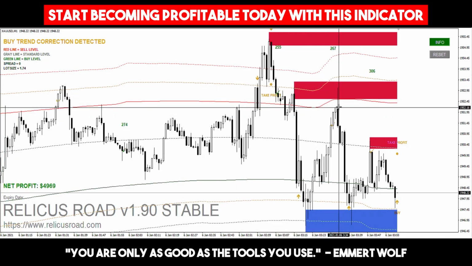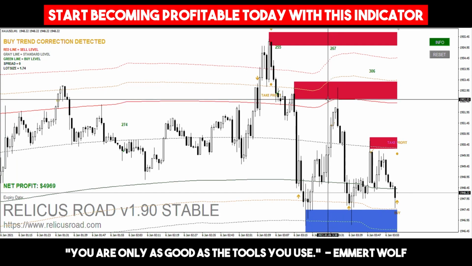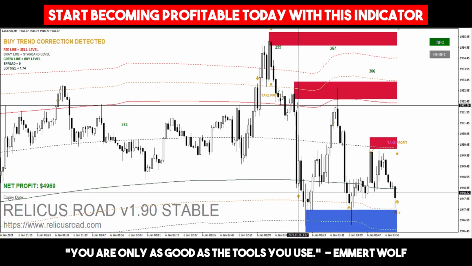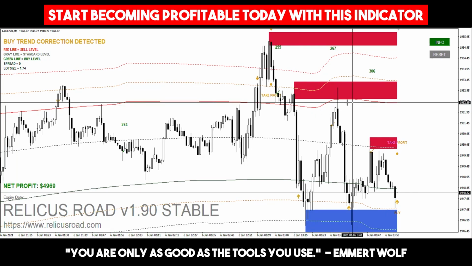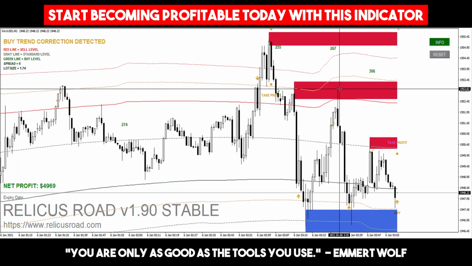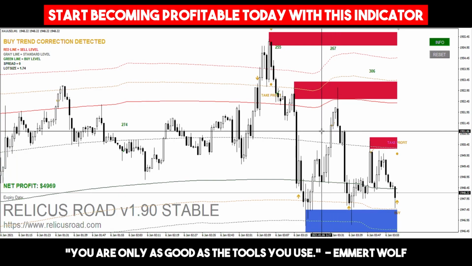uptrend. Okay, now how do you know that it's not going to break this red level? It is because the resistance, the red level, is pretty low. If it was like this inside, we can expect the resistance level to be broken easily. So even if you don't get the signal here, you could really take it, as you get more experience.